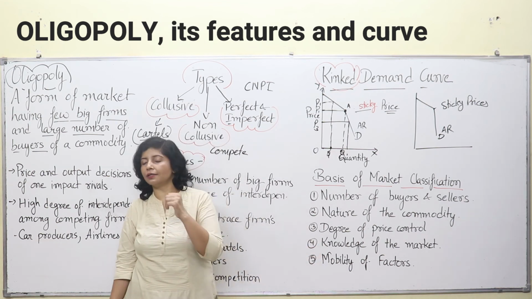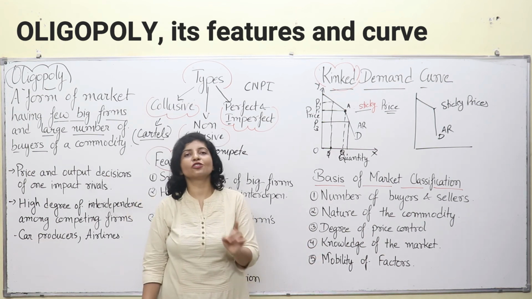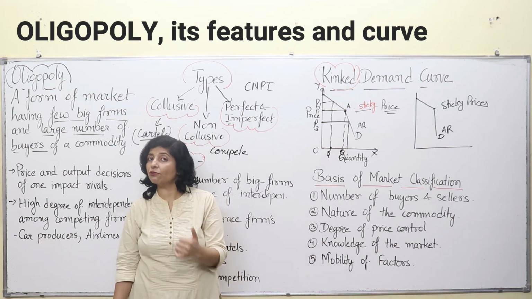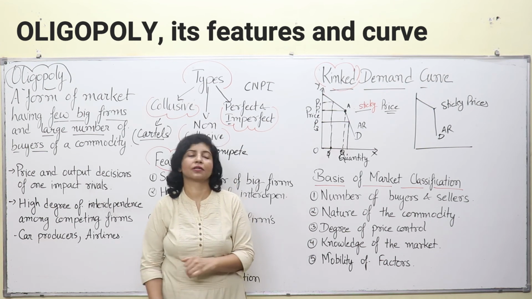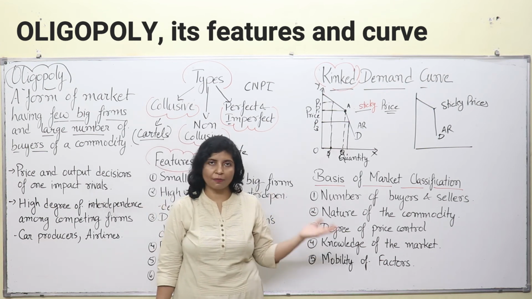But in monopoly, what happened? There was only a single seller. In oligopoly, very few sellers. In monopolistic competition, a very large number of sellers but fewer than in perfect competition. So this was the basis of the number of buyers and sellers.